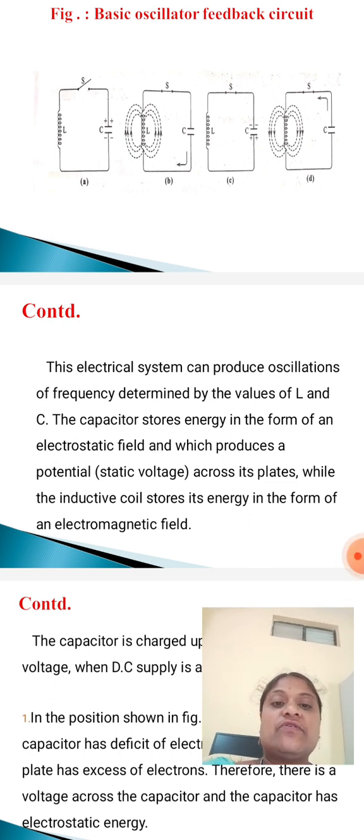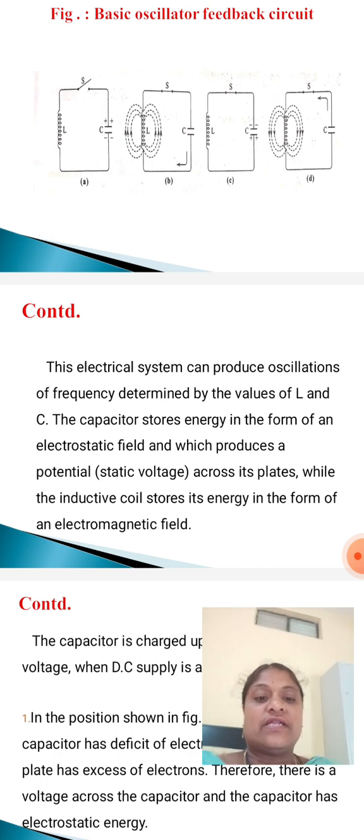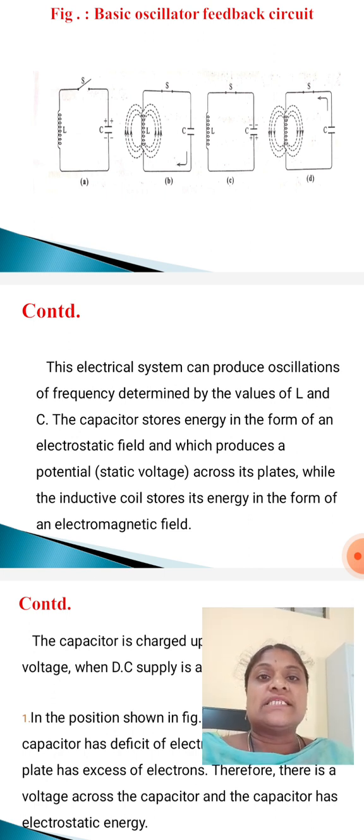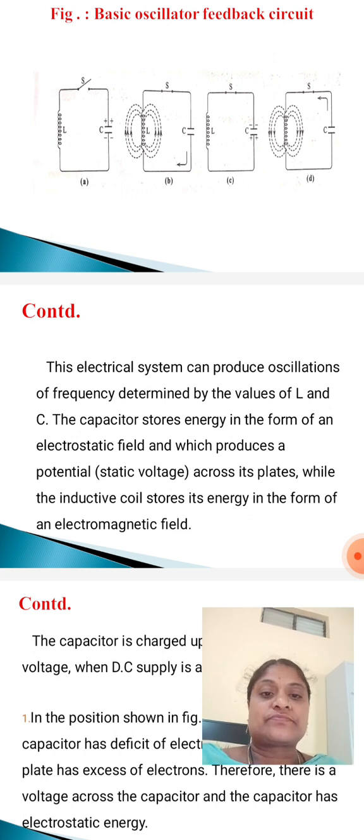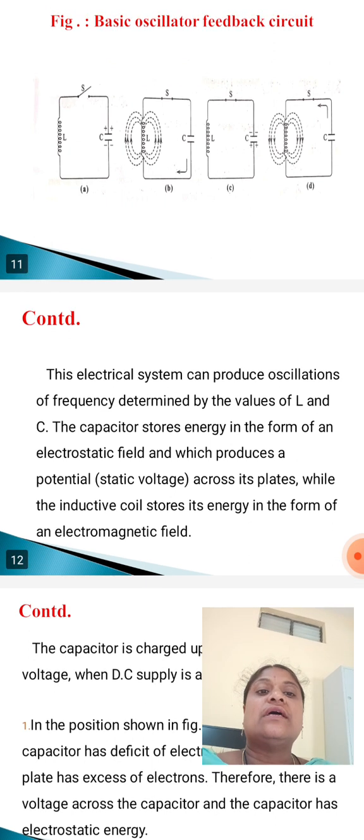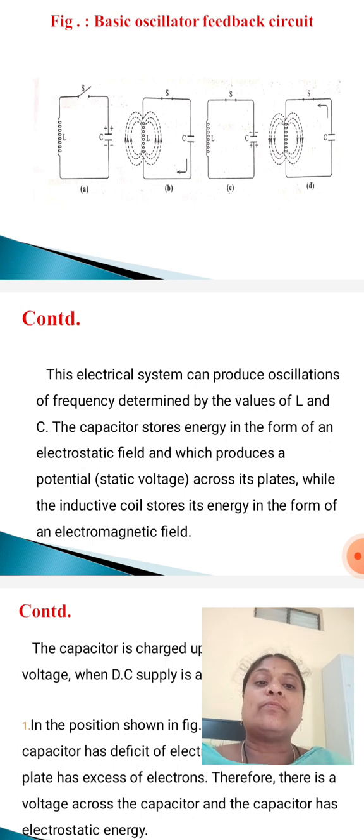While the inductive coil stores its energy in the form of an electromagnetic field. Observe this figure A. It consists of a capacitor and an inductance coil. Here the capacitor stores energy in the form of an electrostatic field, but the inductor coil stores energy in the form of an electromagnetic field.